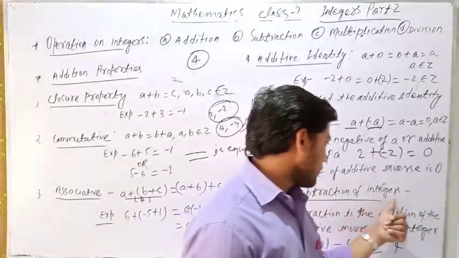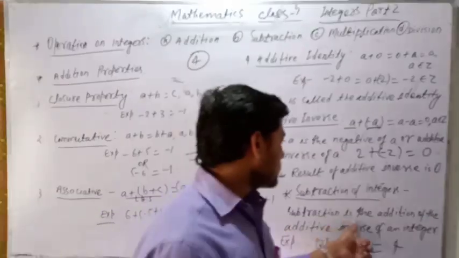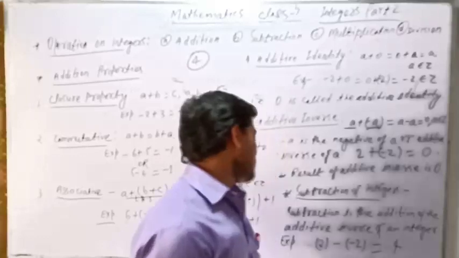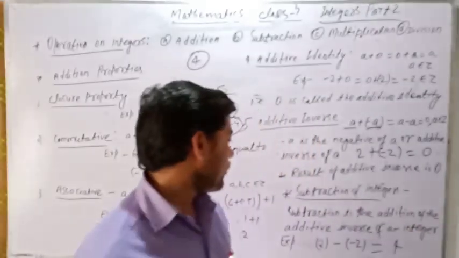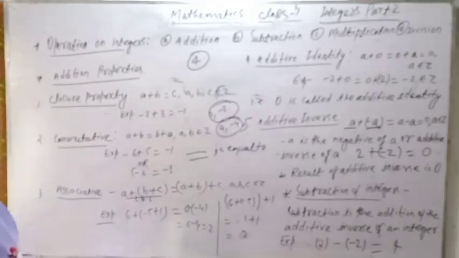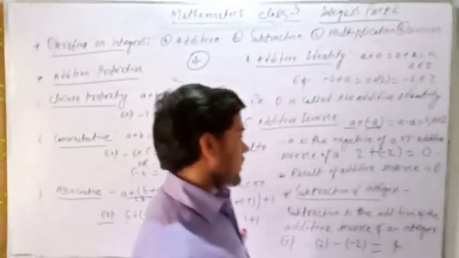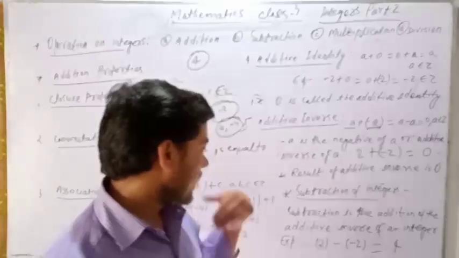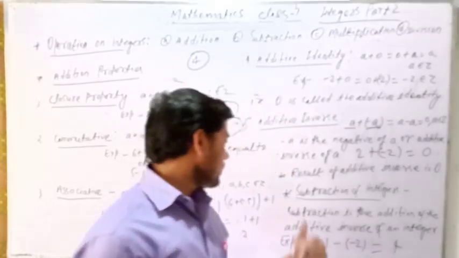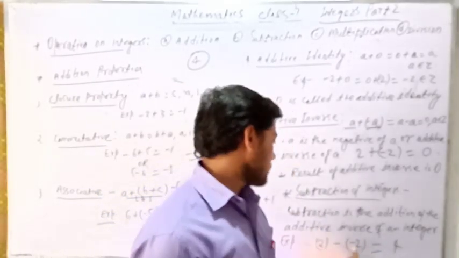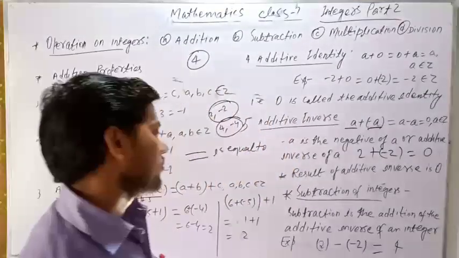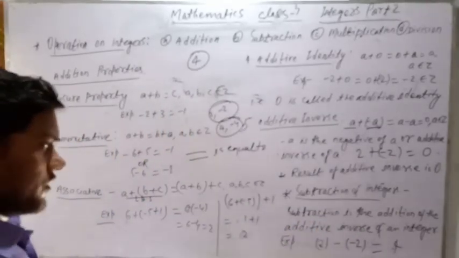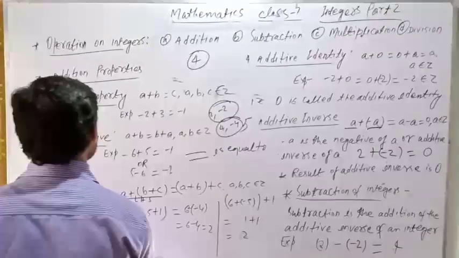Now, subtraction of integers. Subtraction is the addition of the additive inverse of an integer. As for example, let an integer be 2. Its additive inverse will be minus 2. Subtraction, so 2 plus 2 is equal to 4. So we can say subtraction is the addition of the additive inverse of an integer.